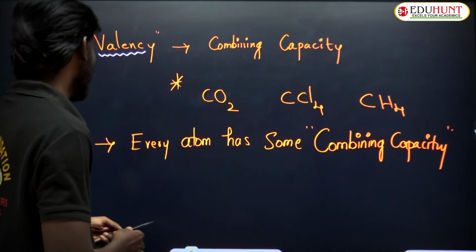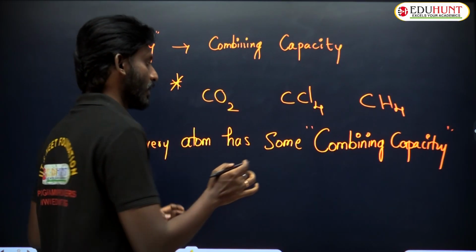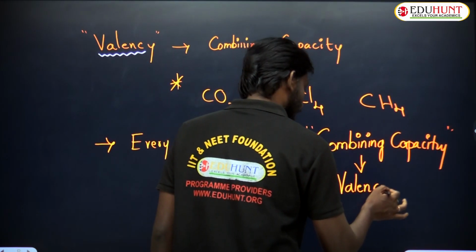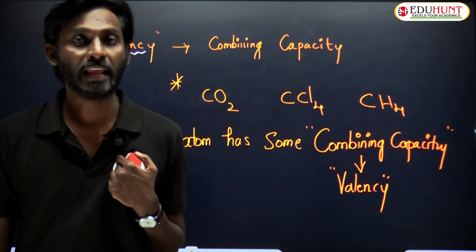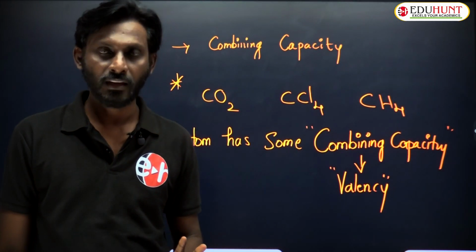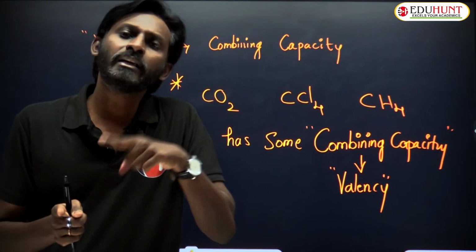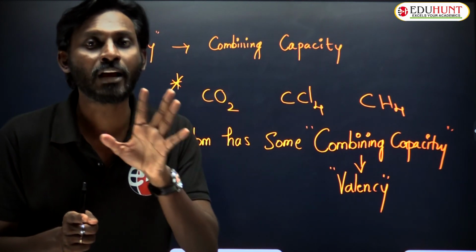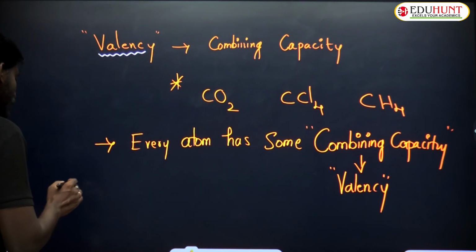So how can we define this? Every atom has some combining capacity, otherwise called valency. You can ask me, sir, you are saying every atom has a combining capacity, and an atom combines with another atom according to that capacity. Okay, sir, fine, but how do we know? How do we know?